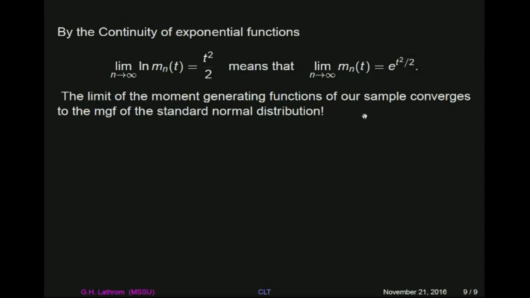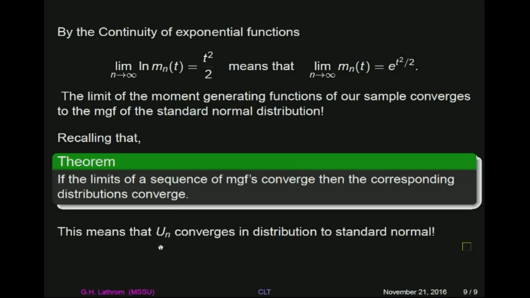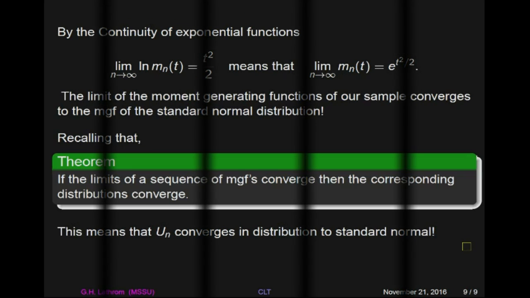And now we bring back in this fact that we've used multiple times before, that if the limits of a sequence of moment generating functions converge, then the distributions converge as well. And so because the moment generating functions converge to the moment generating function for standard normal, the u sub n's will also converge in distribution to standard normal. And so we can see that the central limit theorem is going to be true just because of power series and moment generating functions of probability distributions. So we get this really powerful theorem in a natural, relatively simple way. And so now let's go over and maybe apply this in R and see if we can see the central limit theorem in action.